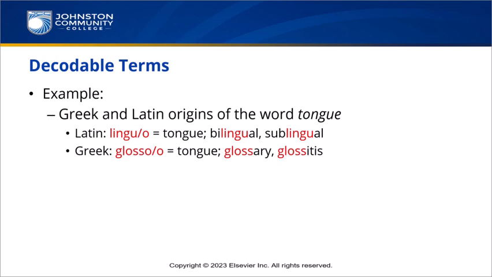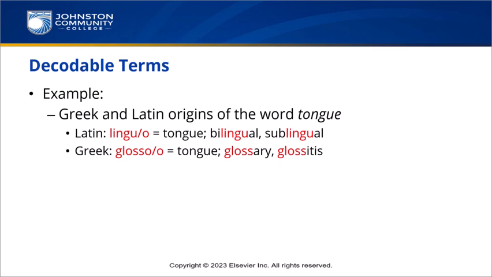In Greek, the word part that represents tongue is glosso. Notice that the English term glossary, meaning alphabetical list of terms with definition, has its root in a Greek term. The second term, glossitis, is a medical term meaning inflammation of the tongue. The suffix itis is a common ending that means inflammation.